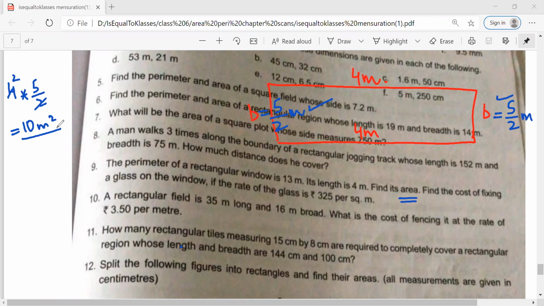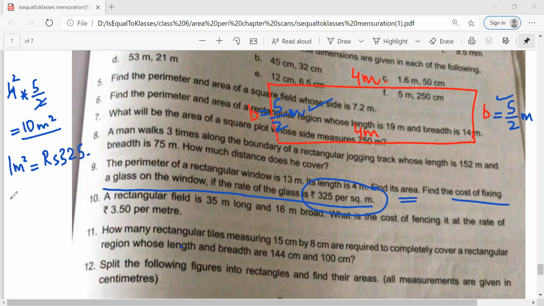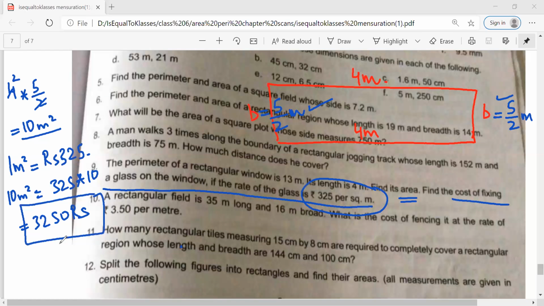No, sir. Find the cost of fixing a glass on the window if the rate of glass is 325 per meter square. So for fixing 1 meter square, the rate would be 325 rupees. For fixing 10 meter square, the rate would be 325 into 10, 3250 rupees. This would be the final answer. Any doubt, Mr. Sarthak, Mr. Satya? No, sir.